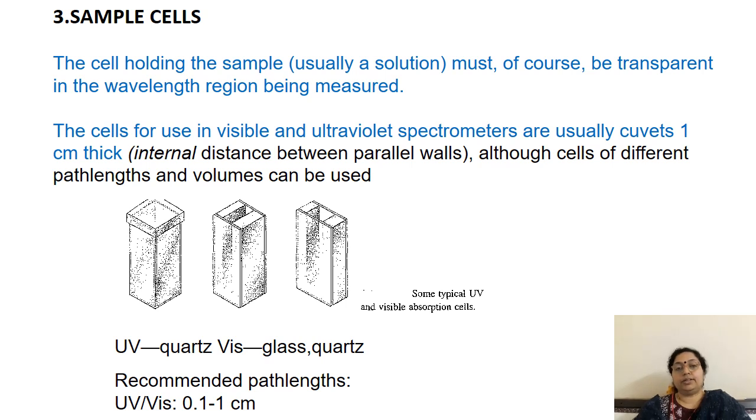The next component of the instrument is the sample cell. The cell holding the sample must of course be transparent in the wavelength region being measured. So the cell used usually will be 1 cm thick, and for the UV region usually a quartz cuvette has to be used because a quartz cuvette won't absorb UV radiation. For the visible region we can use glass or quartz.